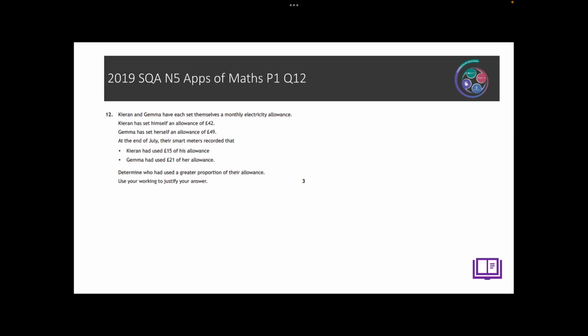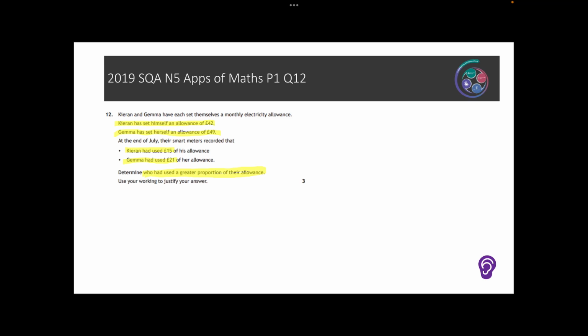So I've read through the question. A lot of information there, so I'm going to highlight those bits that are important. So Kieran and Gemma have each set themselves a monthly electricity allowance. Kieran has set himself an allowance of £42. Gemma has an allowance of £49. At the end of July, their smart meters recorded that Kieran had used £15 and Gemma had used £21 of her allowance. Determine who had the greater proportion of their allowance. And we're using working to justify our answer.